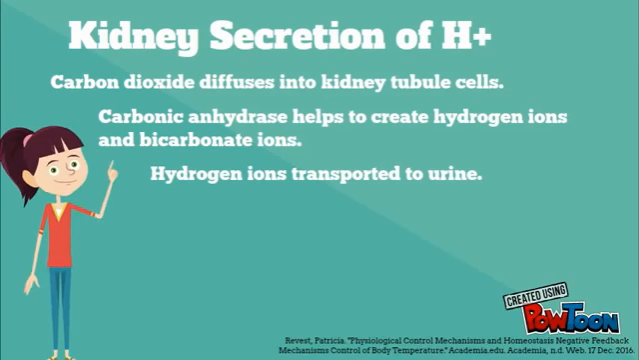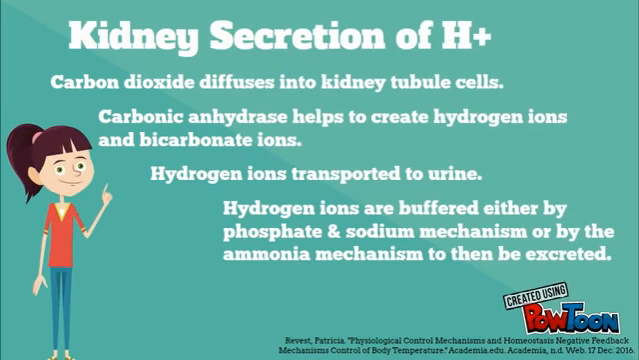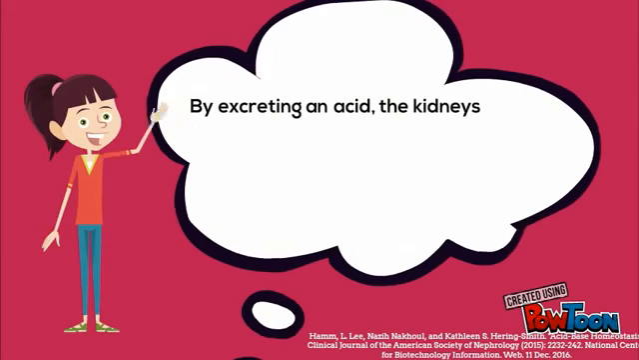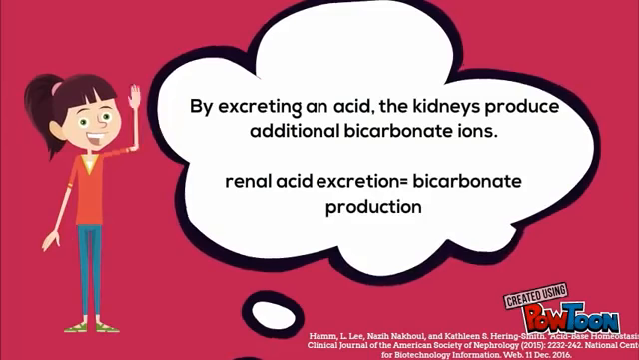The hydrogen ions are then buffered by either combining with the phosphate and sodium ions to form monosodium phosphate, which is then excreted, or by combining with ammonia that was also secreted in the urine to form ammonium ions, which are then excreted as well. By excreting an acid, the kidneys produce additional bicarbonate ions. The bicarbonate ions diffuse into the blood. The amount of renal acid excretion equals the amount of renal bicarbonate production.